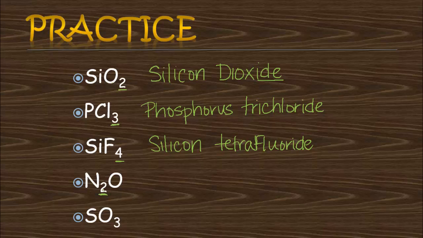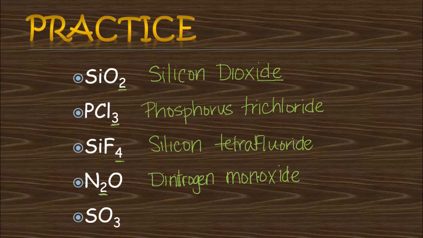Ooh, now we have 2 on the first one. So we need to use a prefix. So this is going to be dinitrogen. Yeah, not changing the ending of the name at all for the first element. And then we have oxygen. Well, we only have one of them, and we always use a prefix on the end, so this has to be monoxide.